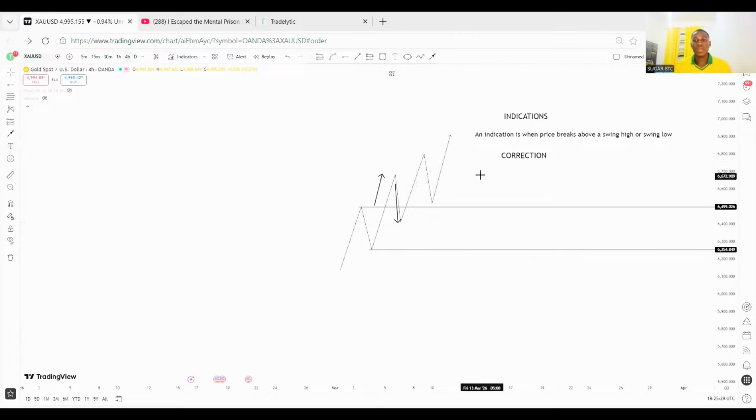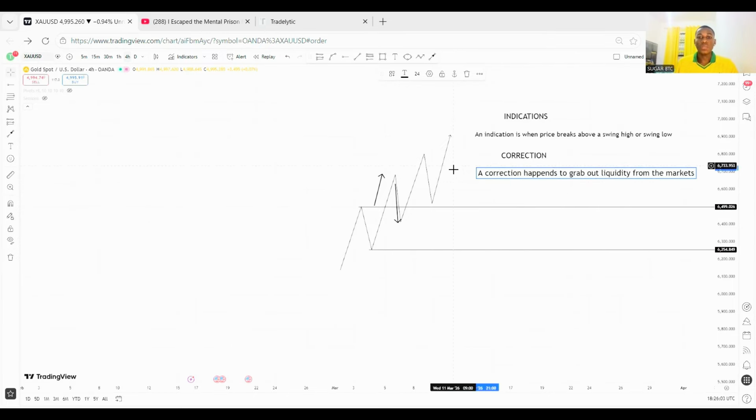You guys can just say a correction happens to grab out liquidity from the market.